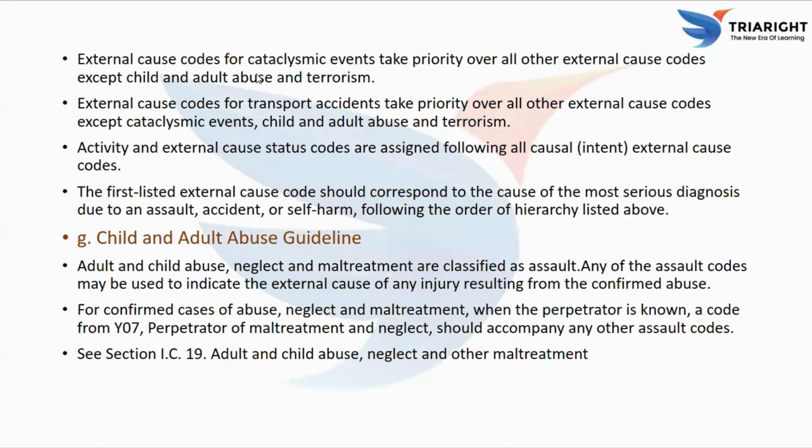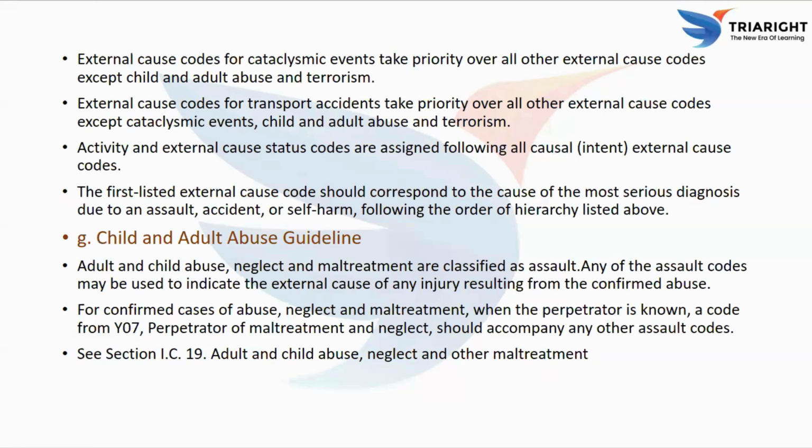When multiple external cause codes apply, ICD-10-CM provides a strict order of priority for sequencing. There is a hierarchy of priority, highest to lowest. First is child and adult abuse. Second is terrorism. Third is cataclysmic events. Fourth is transport accidents. Fifth is all other external causes. And last are activity and status codes, which are always last. So the hierarchy determines which external cause code is listed first.